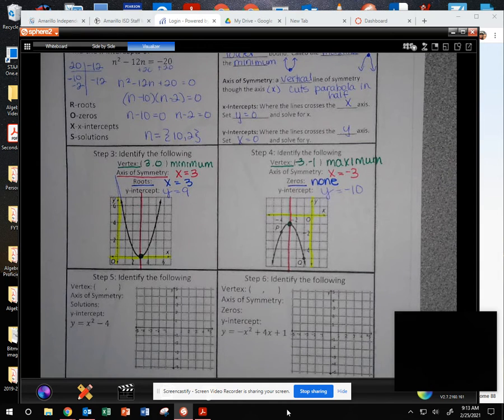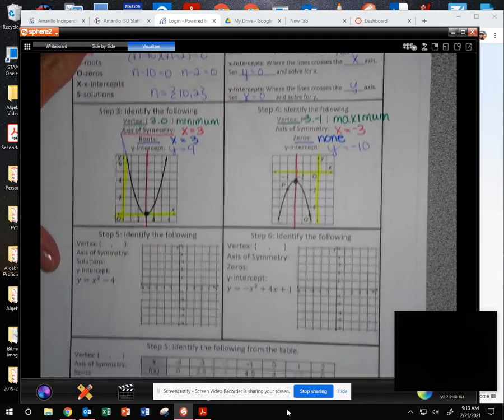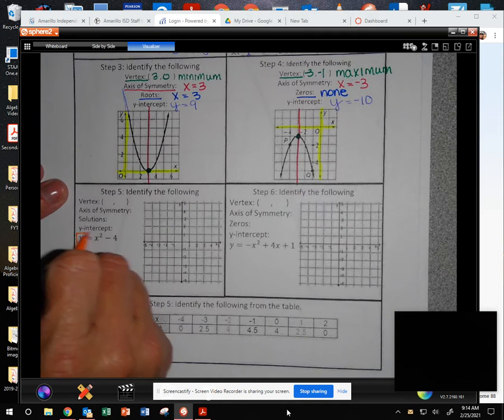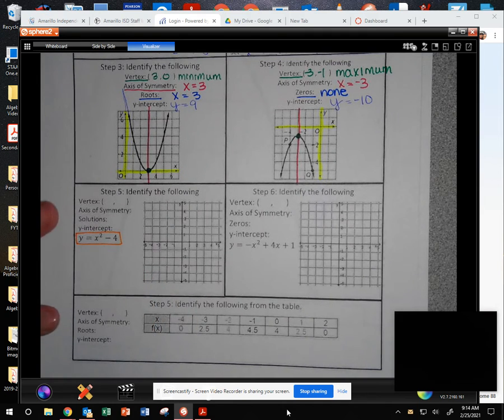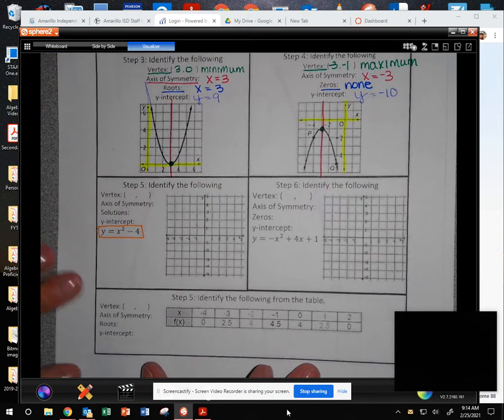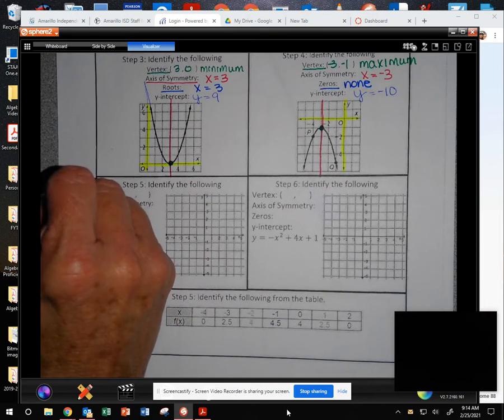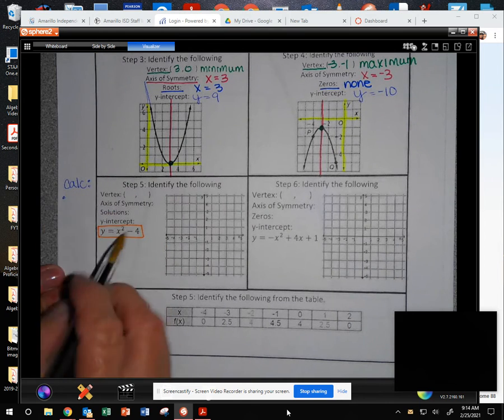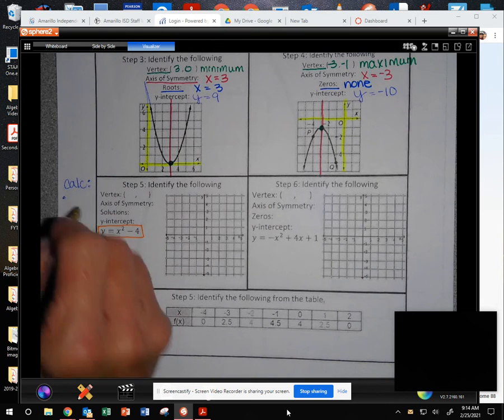Now, we've already had a parabola given to us, and we were just identifying. Well, look at steps 5 and 6. On steps 5 and 6, I do not have a parabola, but I do have an equation. Here I have y equals x squared minus 4. Off to the side of your paper, we're going to put steps for the calculator, which you should already know how to enter an equation on your calculator.